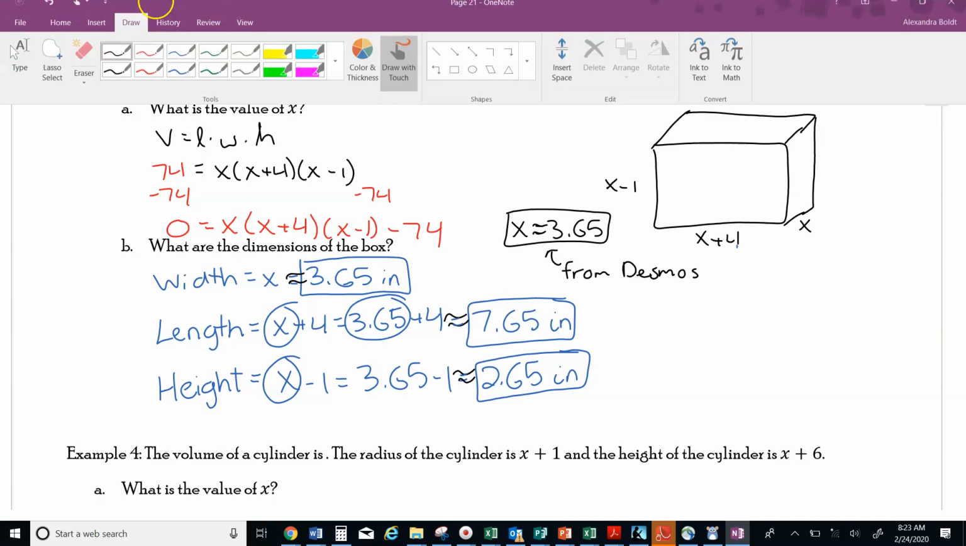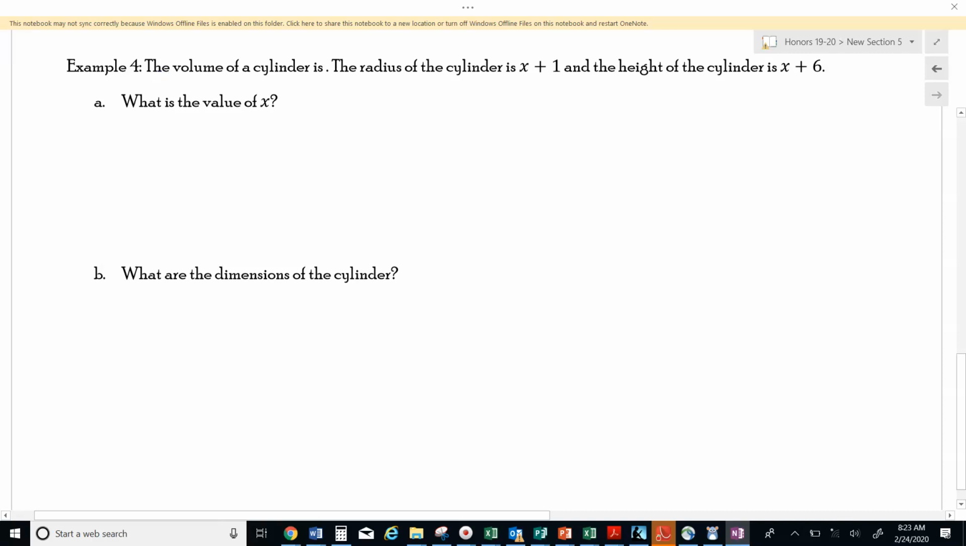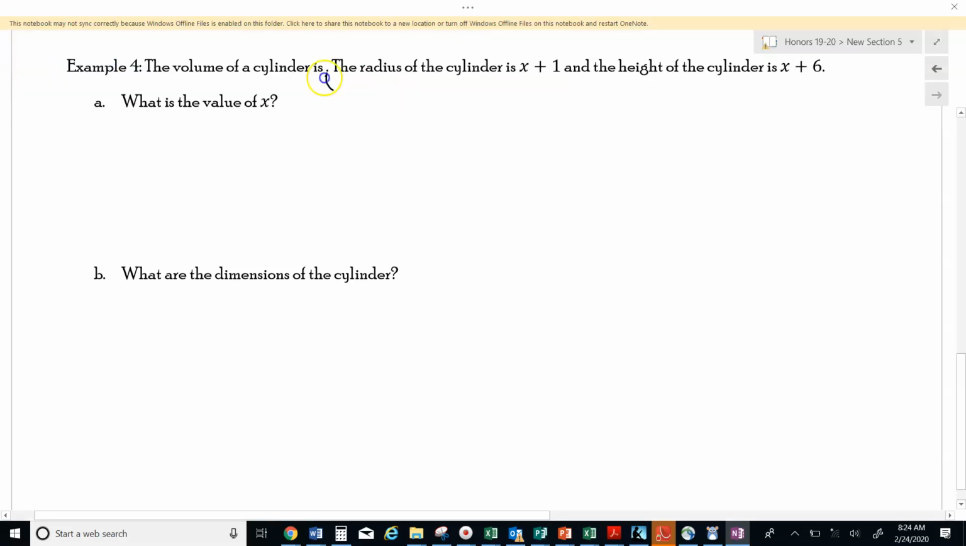All right. Example 4, same idea, but now we're looking at a cylinder. The volume of a cylinder is nothing. I'll come up with a number in a second. The radius of the cylinder is x plus 1, and the height of the cylinder is x plus 6. We're going to say the volume of the cylinder is 224 pi centimeters cubed.